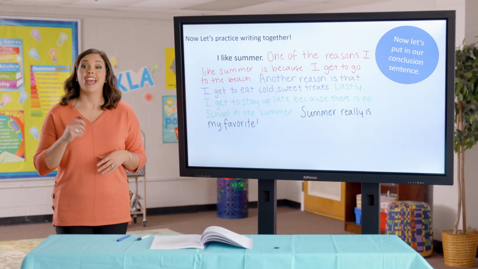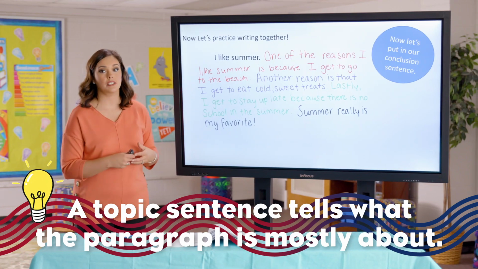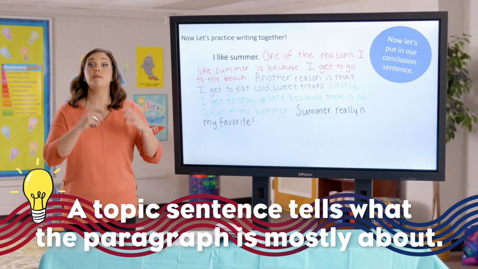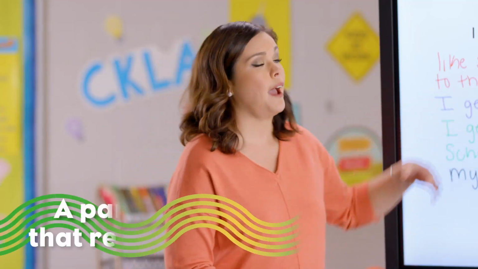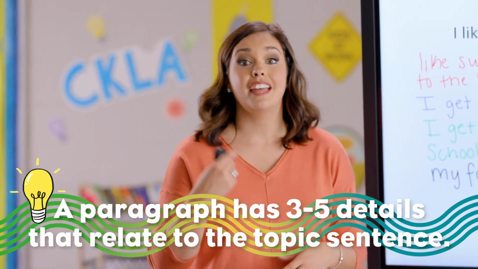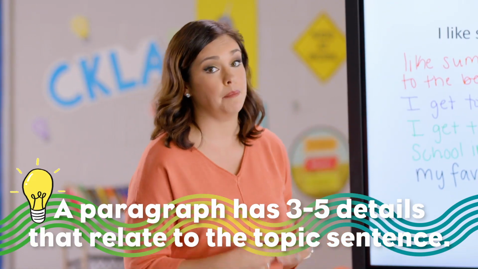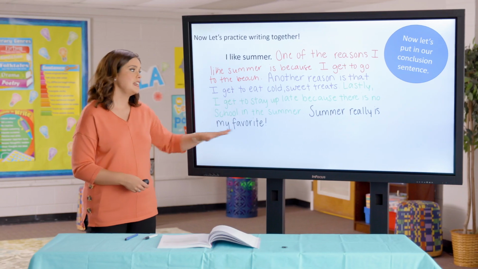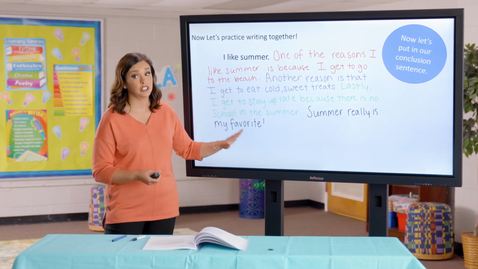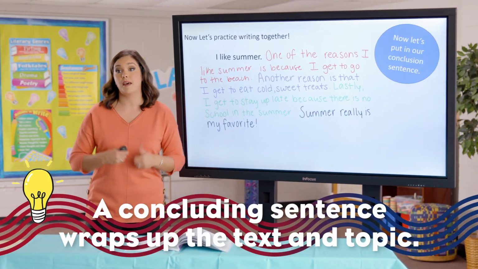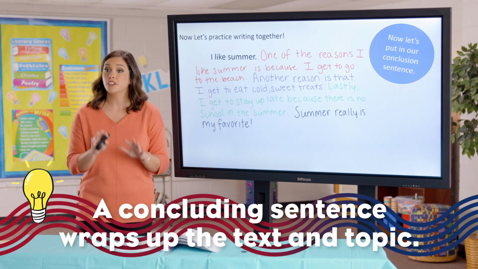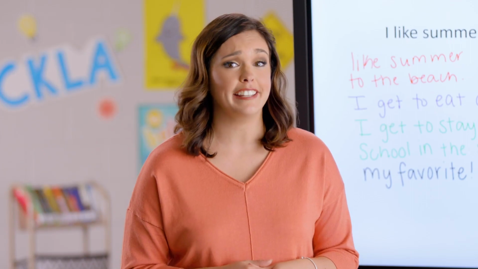So remember, every paragraph has a topic sentence, which tells what the paragraph is going to be mostly about. It also has 3 to 5 details that really relate to what the topic sentence is talking about. And then, every paragraph has a concluding sentence that wraps up the text and lets the reader know that we're done with that topic. You guys have worked really hard writing that paragraph.